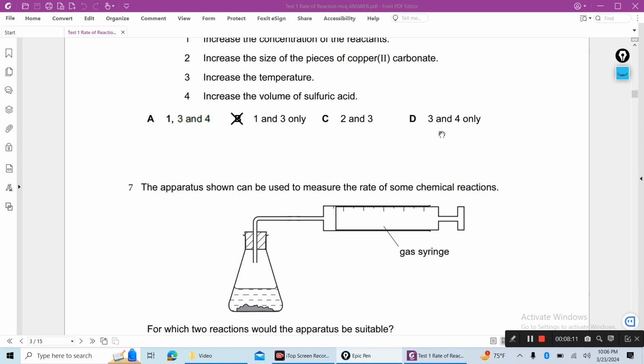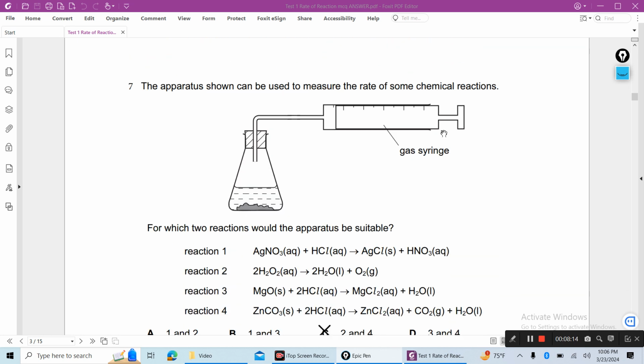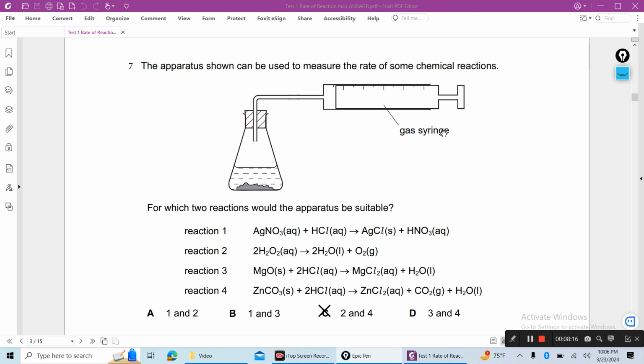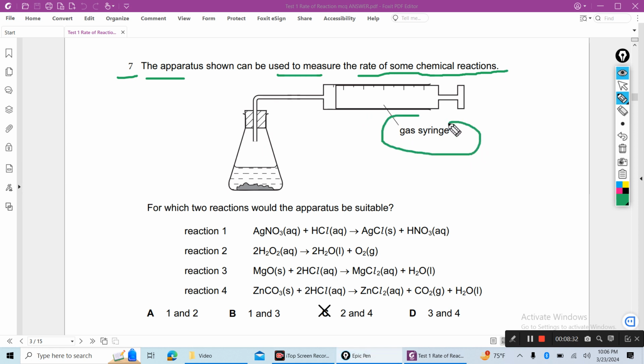Next, number 7. The apparatus shown can be used to measure the rate of some chemical reactions. This is a gas syringe apparatus. For which two reactions would this apparatus be suitable? Which two reactions?